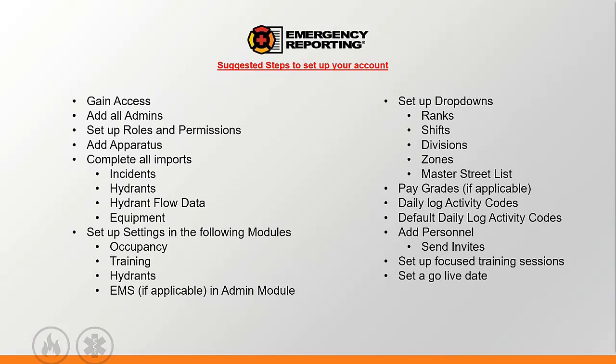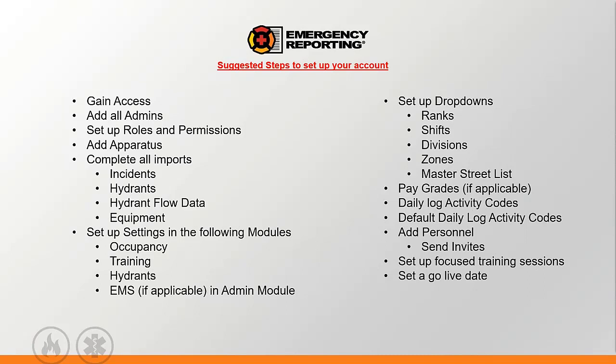Now, when you're setting up the settings in the individual modules, occupancy, trainings, hydrants, and if you're a Nemsys account, your EMS settings, have those set up as you're going through. Go into the admin module to your drop-down box, set up your ranks, shifts, divisions, zones, and your master street list. And then if you're using the payroll feature, make sure you set up your pay grades so that you can capture the information, whether it's training, incident, or event-based, that you're looking to pay out on. Make sure you have the pay grades that you're using for that.